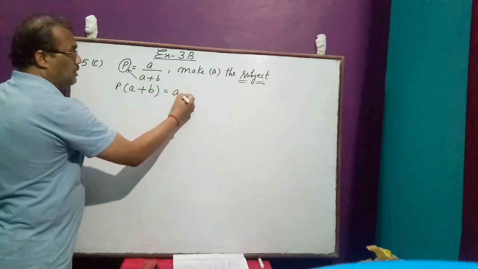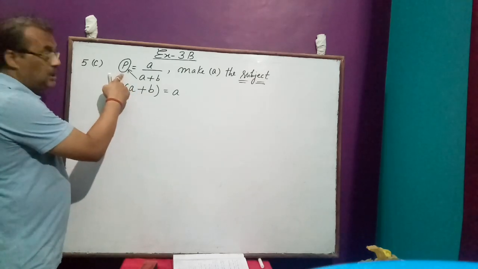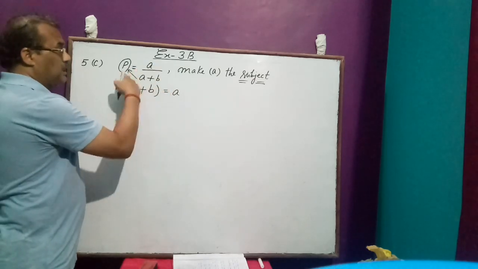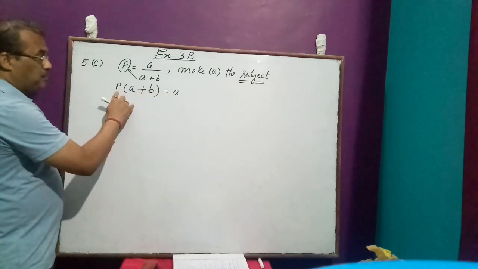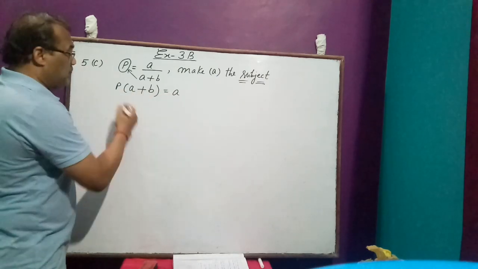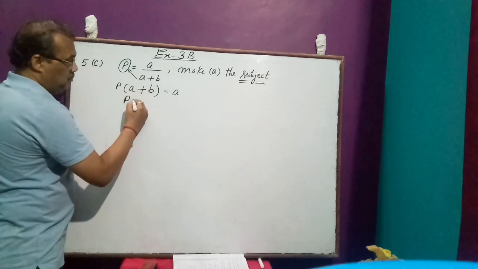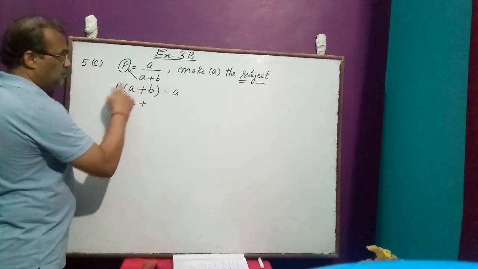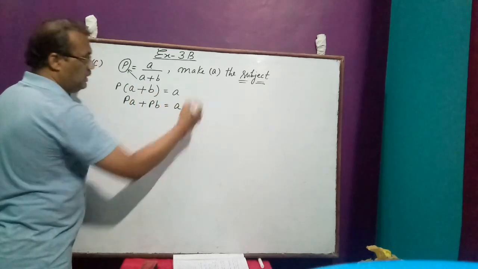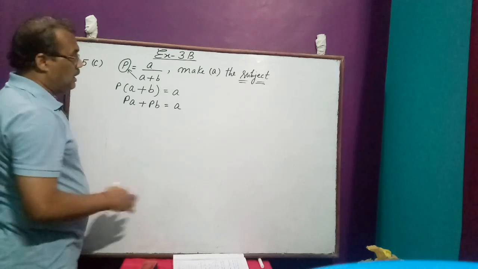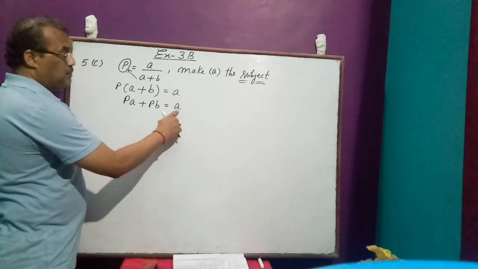Why is it A here? Because 1 is understood here and 1 into A is multiplied, so the result is A. Now the first step is over. Now P we have to take inside the bracket. So P into A, PA, plus P into B, PB, is equal to A. Clear?